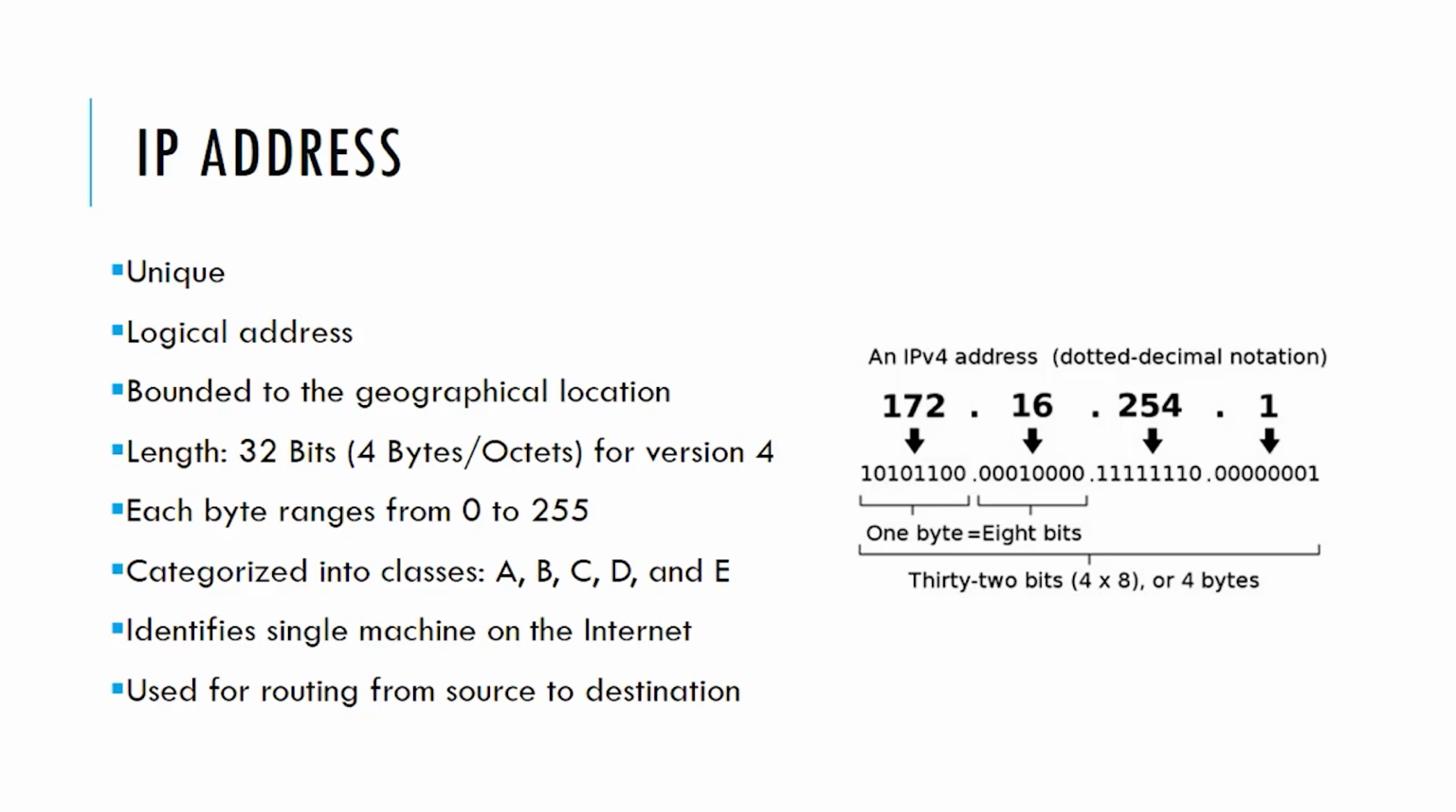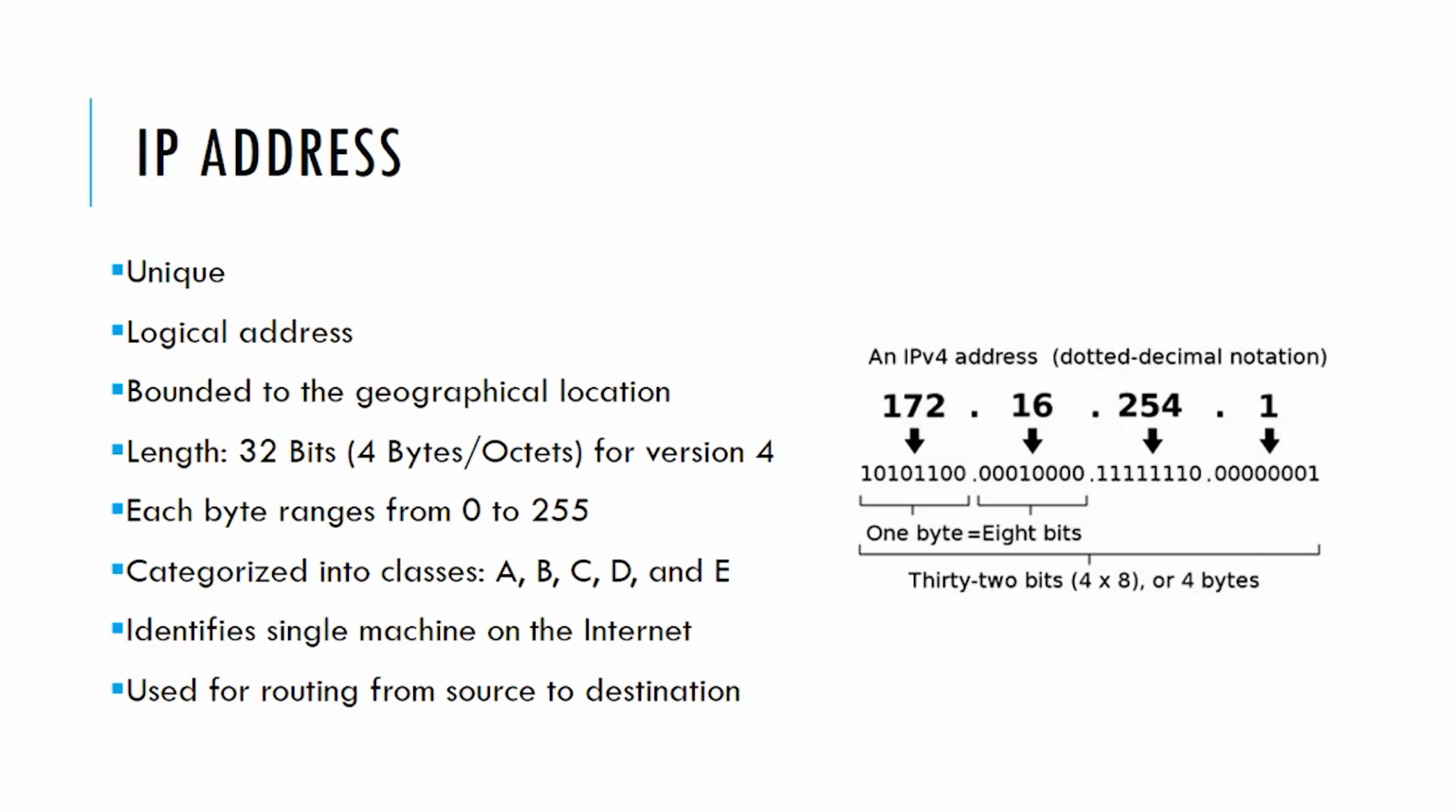The length of the IP address is 32 bits or 4 bytes, or octets if you call it like this. It's version 4 of the IP address that is 32 bits. Version 6 of the IP address is 128 bits. Each byte or each octet ranges from 0 to 255. This means that each byte is representing 8 bits and each byte can take the number from 0 to 255.